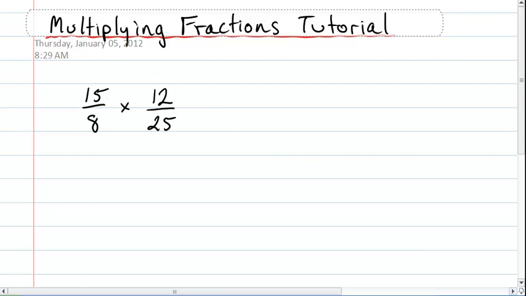This tutorial will teach you how to multiply fractions. When you're multiplying fractions, the first thing you want to do is take a look and see if each fraction can be simplified even further.